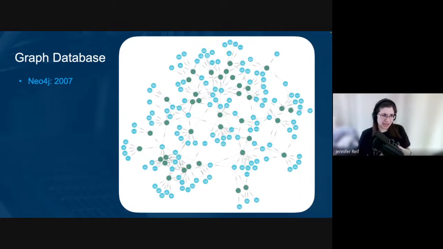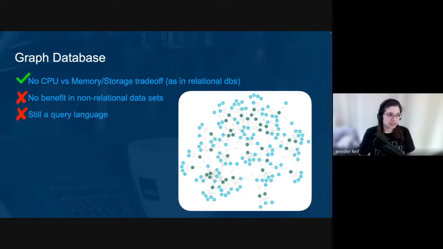And then graph databases came on the scene with Neo4j. Neo4j did have a product, a library, that was released in 2007 as well. However, it hit the market curve a little later. I feel like somewhere around 2010, 2011 is when you started to see graph databases take off. The good thing was that you didn't have the CPU versus memory storage trade-off that you had in relational databases. You weren't compromising either memory or CPU. Storage and memory is actually pretty cheap nowadays, so you weren't getting that massive trade-off as you did in relational databases.